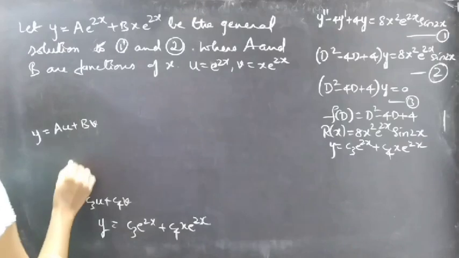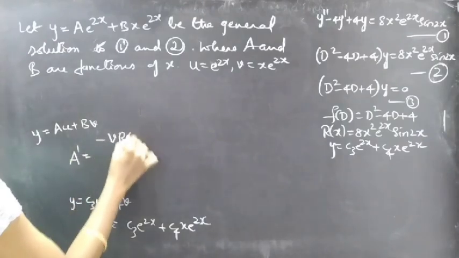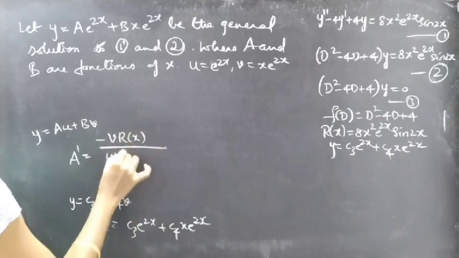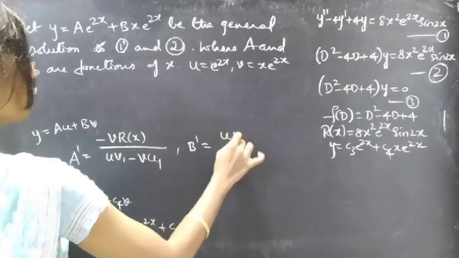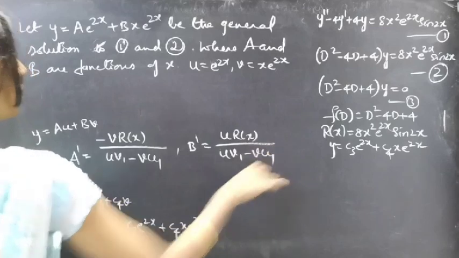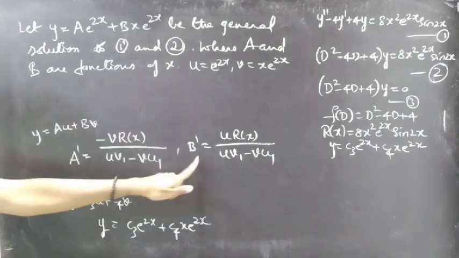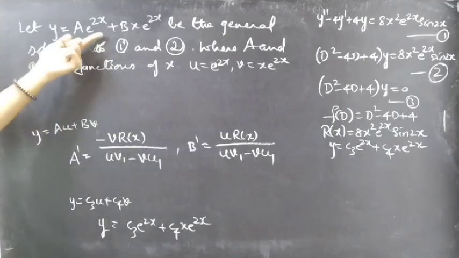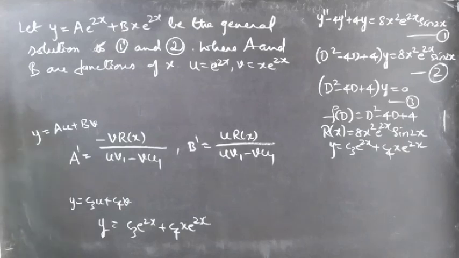And here we are going to find a' using -v r(x) / (u v1 - u1 v), and b' is given by u r(x) / (u v1 - u1 v). If you notice, you have u v1 - u1 v in both formulas, so we'll begin with u v1 - u1 v, and later we'll find a' and a, b' and b, and finally we'll write the general solution y = a e^(2x) + b x e^(2x) by substituting a and b in it.